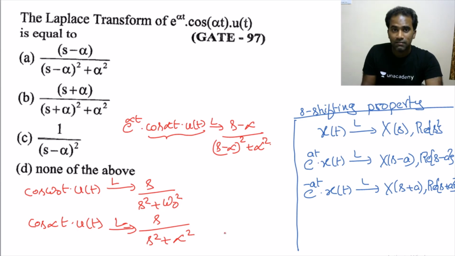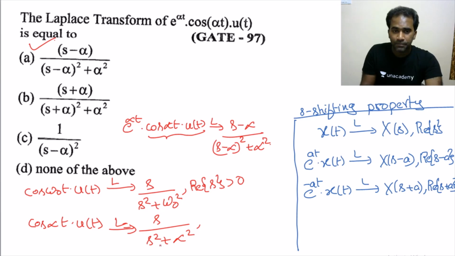But we should be talking about ROC. In the options, they are not talking about ROC, so for this problem we don't need to talk about ROC. We can mark the answer. But anyway, learning about ROC is the most crucial part. So what is the ROC of this signal, cos omega naught t into u of t? Into u of t is there, so it is a right-sided signal. For right-sided signals, the ROC will be real part of s greater than the real part of the poles. The poles are plus j omega naught and minus j omega naught, whose real part is 0. So real part of s greater than 0.